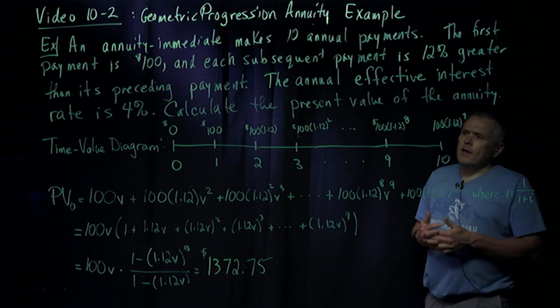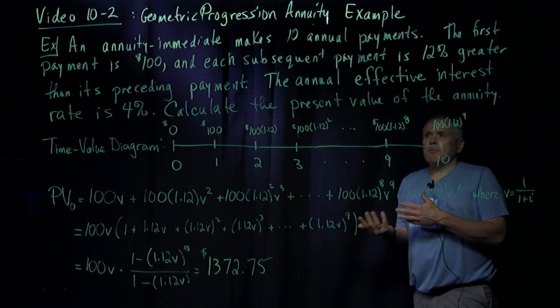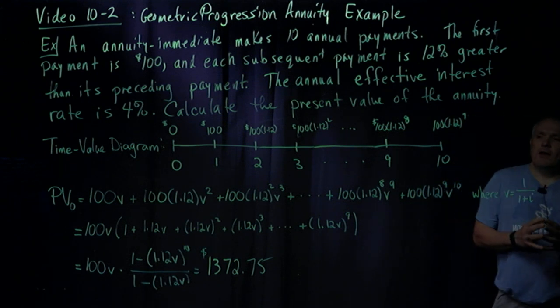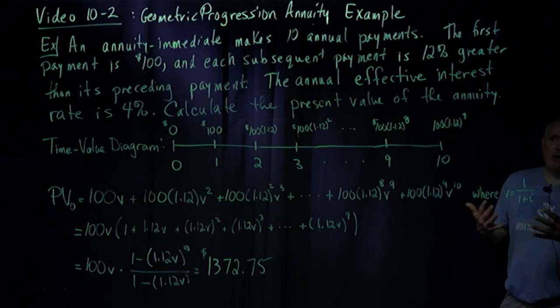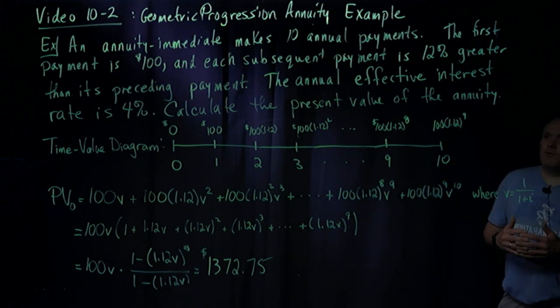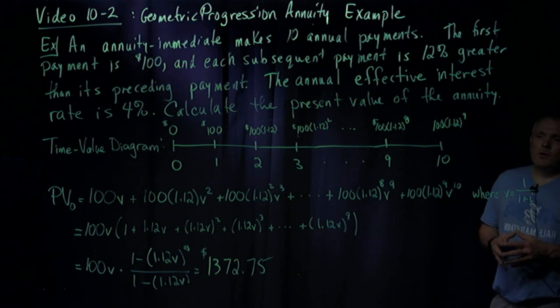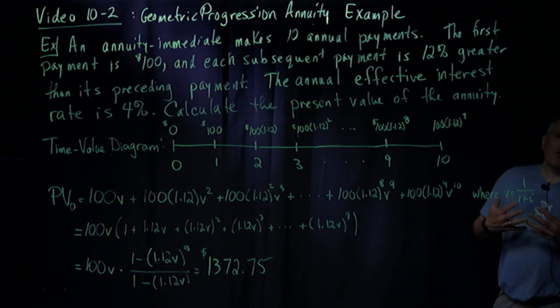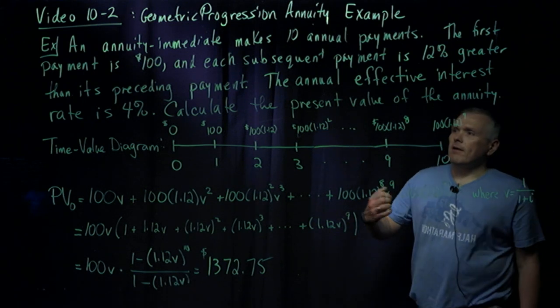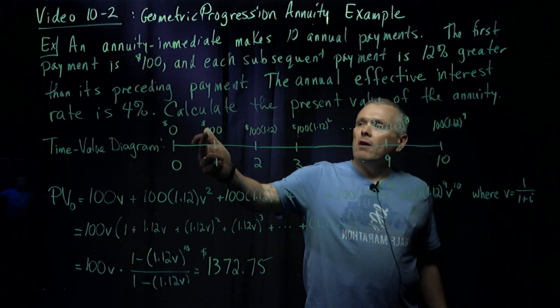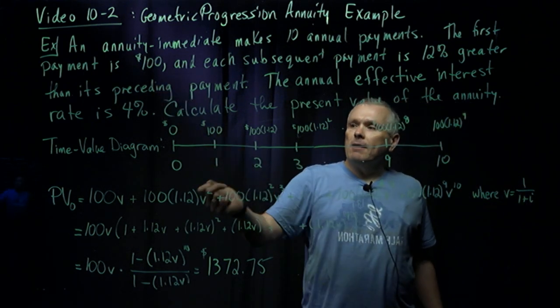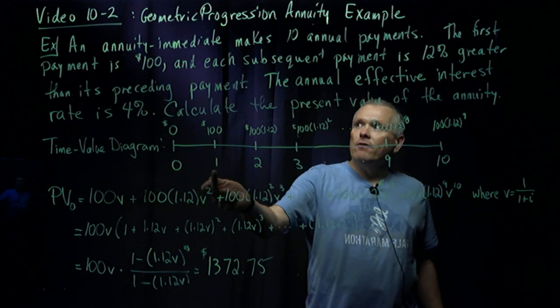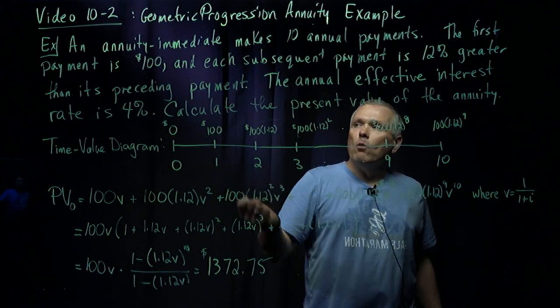So looking at our time value diagram, this one's an annuity immediate. We'll notice that in the previous video, when we came up with how to work with these geometric progression formulas, it was an annuity due, but the concept is the same. So the first thing we're going to do is write down our time value diagram. First payment's $100. Since it's an annuity immediate, it's going to occur at the end of the first time period. So we've got that at time 1.